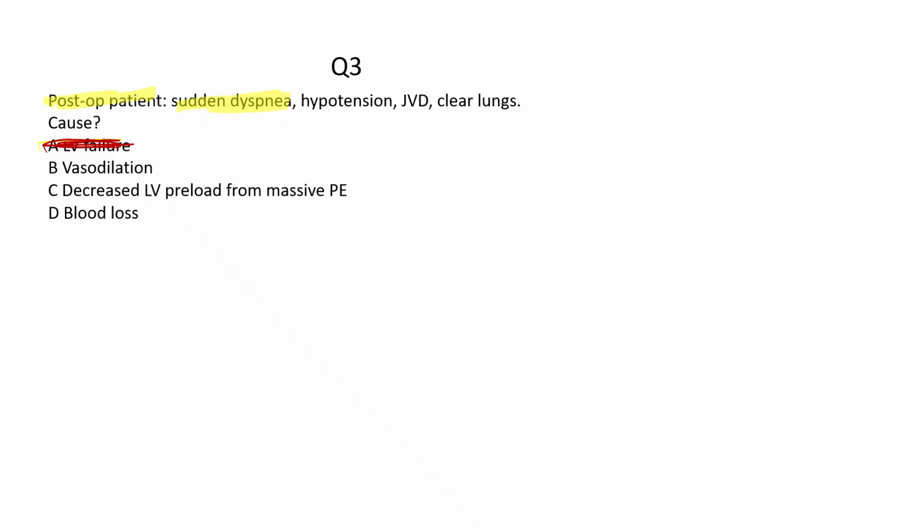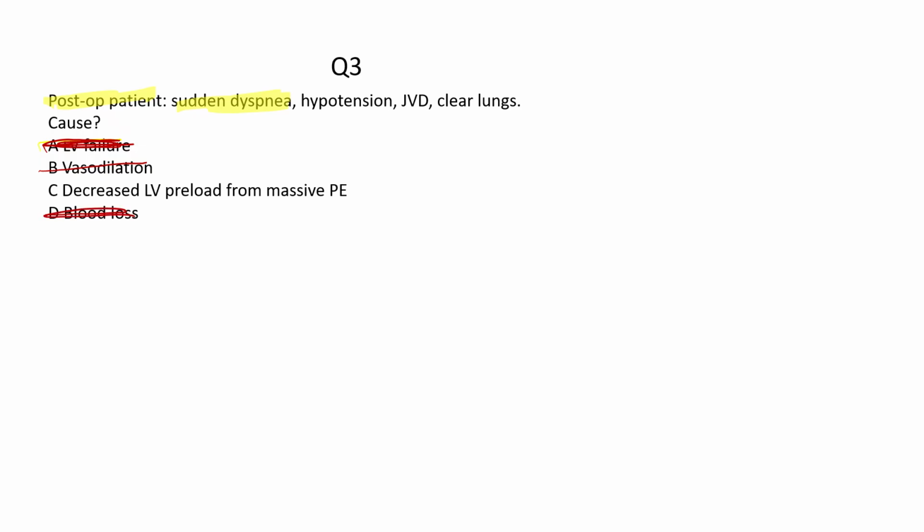Choice B, vasodilation, that would be more consistent with sepsis, right? But there's no fever here to suggest that. So B is out. But let's say you're considering D, blood loss. Blood loss would cause hypotension, but you wouldn't have JVD with hypovolemic shock, which is choice D, right? You would have hypotension, but you wouldn't have JVD, and you wouldn't have dyspnea necessarily with hypovolemic shock. So D is out of the question.